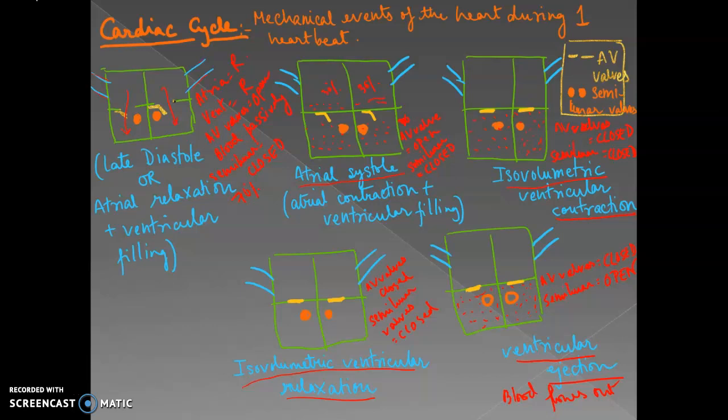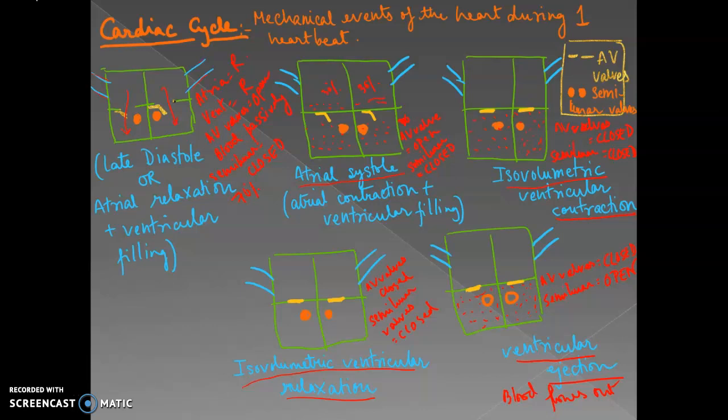So the atria will now squeeze and will undergo contraction called atrial systole, and it will squeeze out the remaining blood into the ventricle. This is also called atrial contraction and ventricular filling, meaning the atria is contracting or in systole to fill the ventricles. At this stage, the AV valves are open and the semilunar valves are closed.